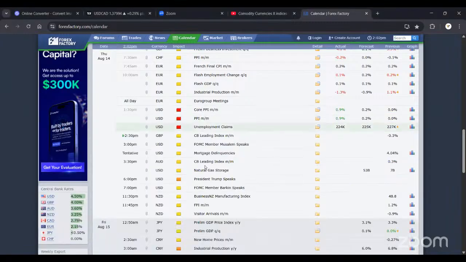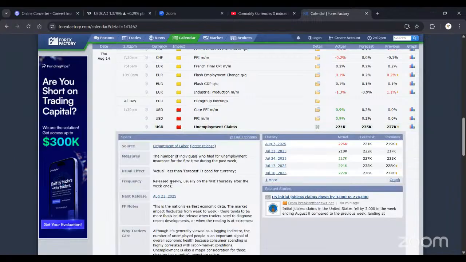It means when the actual number of unemployed people in the country is less than what was forecasted, then it means there's strength in that economy. So if unemployment claims is showing that the number of unemployed people has gone lower, meaning the economy should be thriving. If PPI is also showing greater than expected, it also means more strength for the economy.